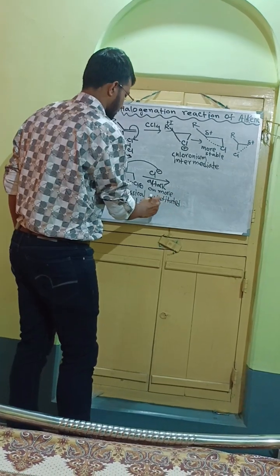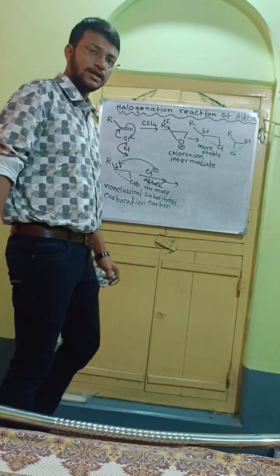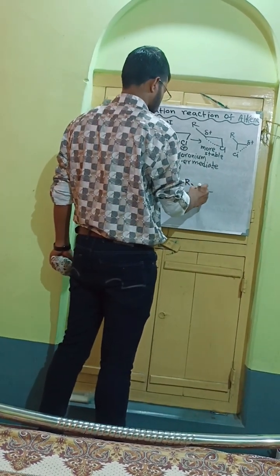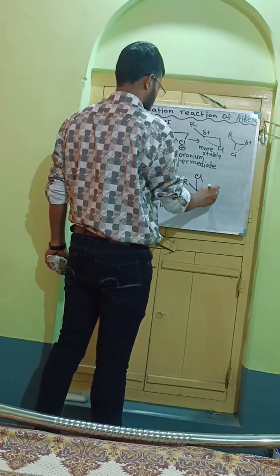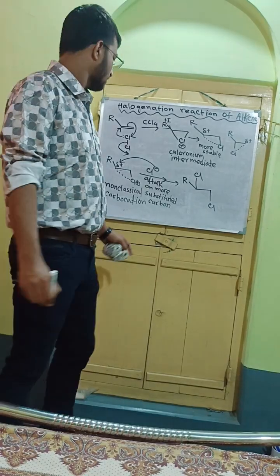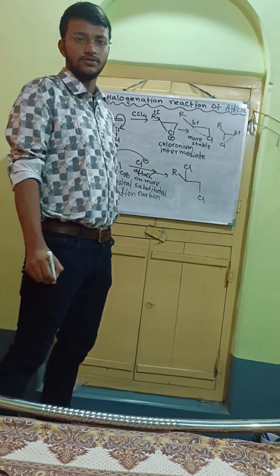Substituted carbon. Clear? More substituted carbon, and it gives here chlorine, and here another chlorine. Clear? Here a chlorine and here another chlorine.